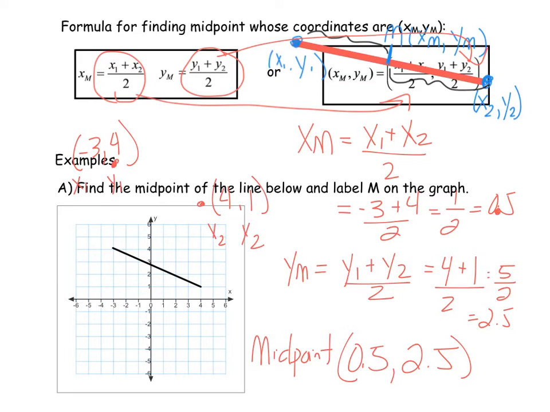And the last thing this question asks us to do was to graph that. So 0.5 on the x is between the 0 and the 1, so it's here. 2.5 on the y is here, so they're going to cross right about there. That's our midpoint. So we'll put a point there. We'll label it m for our midpoint, and we'll write the coordinates, 0.5 and 2.5.